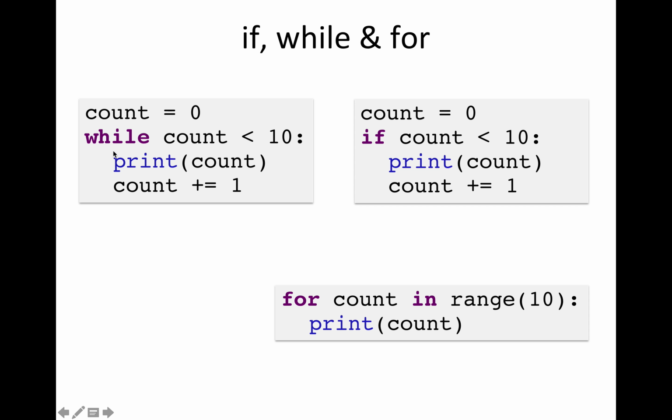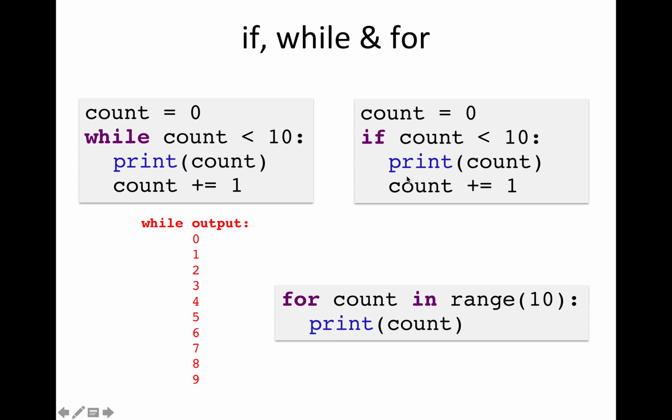So we've got count equals 0 as a variable. While count is less than 10, we're printing out count and we're incrementing it. Here we're saying count equals 0. If the count is less than 10, we're printing count and we're incrementing count by 1. Okay, so the while loop, if you could take a wild guess at it, is going to output the numbers from 0 through 9.